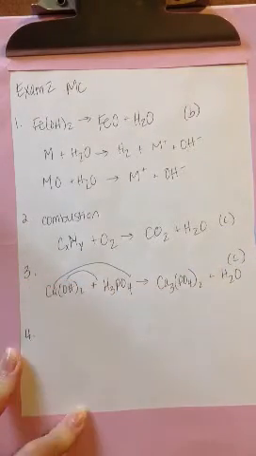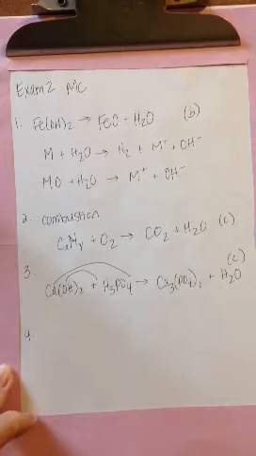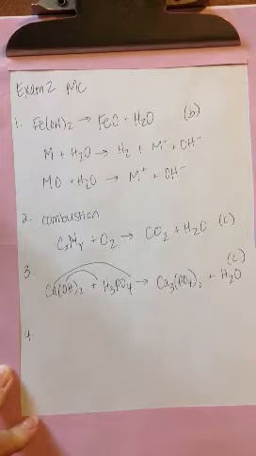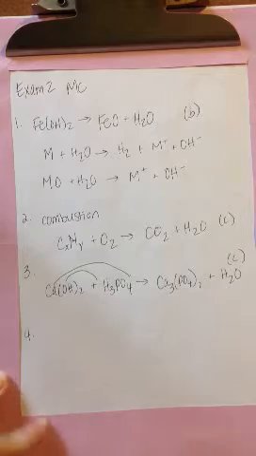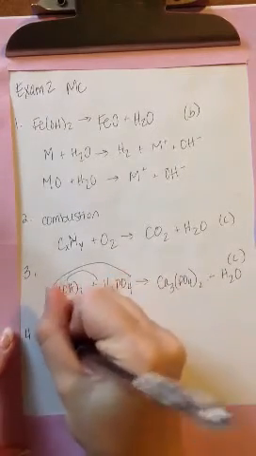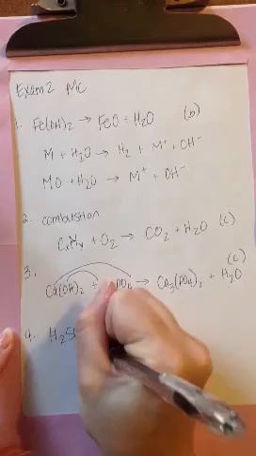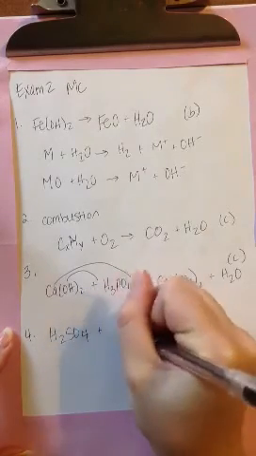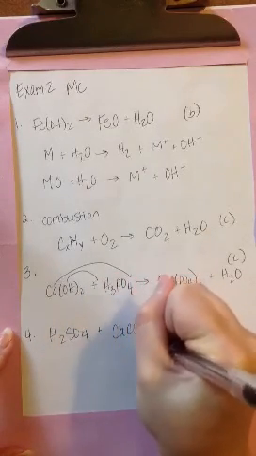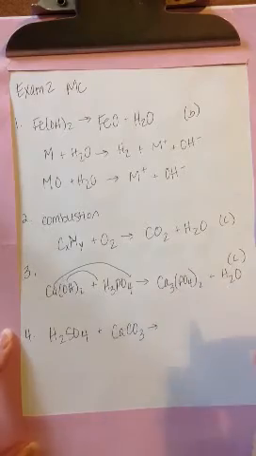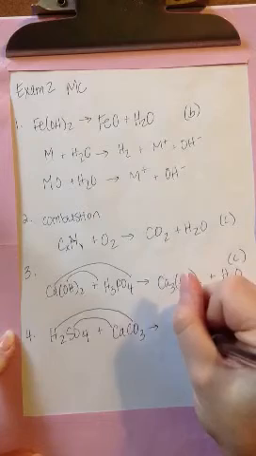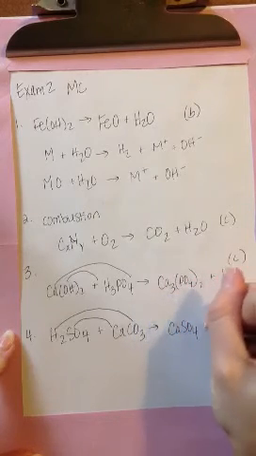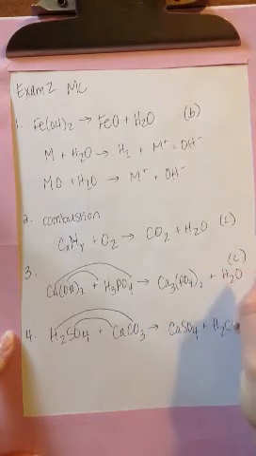Looking at problem number 4, sulfuric acid, calcium carbonate. Ooh, this is a tricky one because it relies on the rule of an acid and a carbonate. So, let's look at sulfuric acid and calcium carbonate. Well, if I do a double replacement, I make calcium sulfate plus carbonic acid.